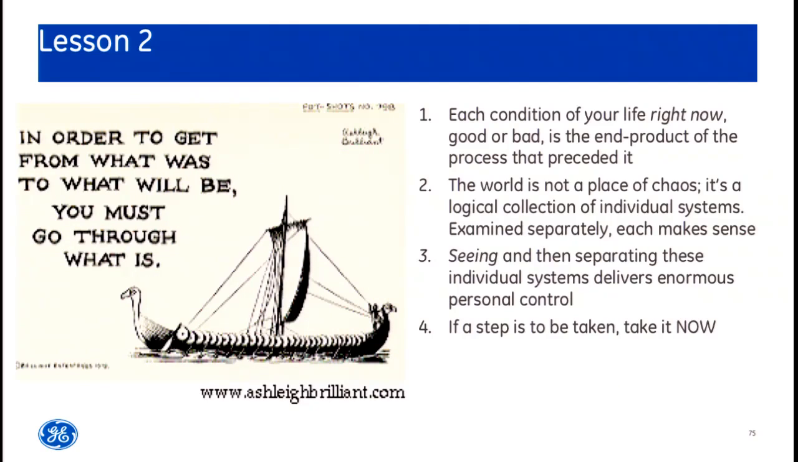Lesson 2. In order to get from what was to what will be, you must go through what is. Every condition in your life right now, good or bad, is the end product of the process that preceded it. The world is not a place of chaos, even though it may seem like it. There's a logical collection of individual systems. Each one looked at by itself makes sense. If you can figure out how to break those systems apart and see them for what they are, you get a tremendous amount of control and empowerment from that. So when there are steps to be taken, take them now.